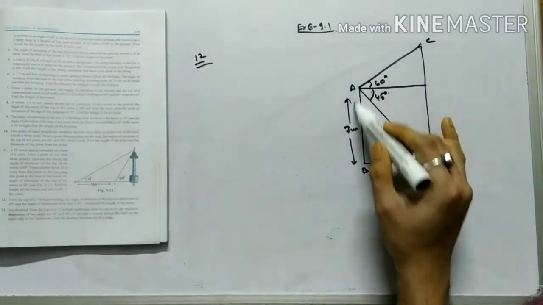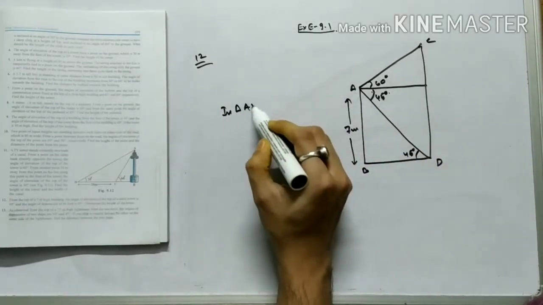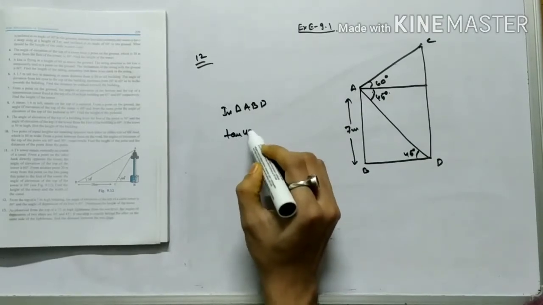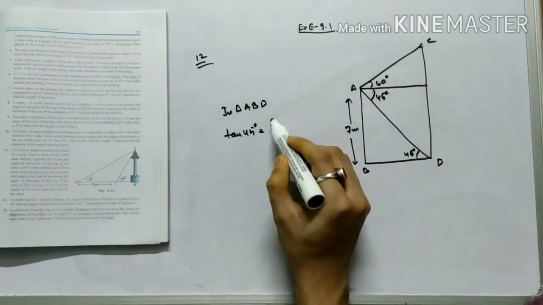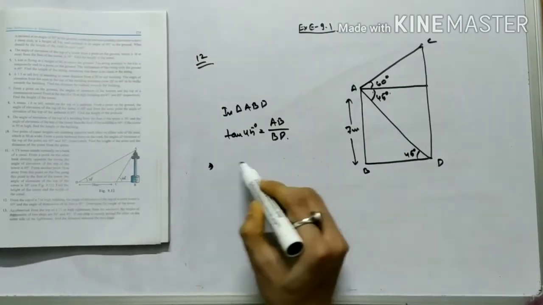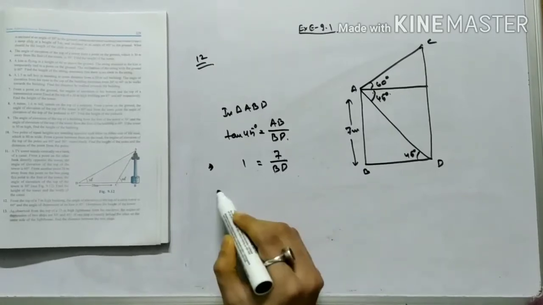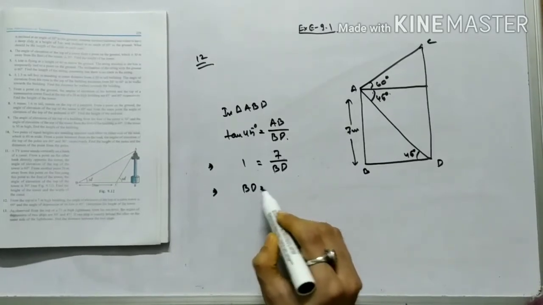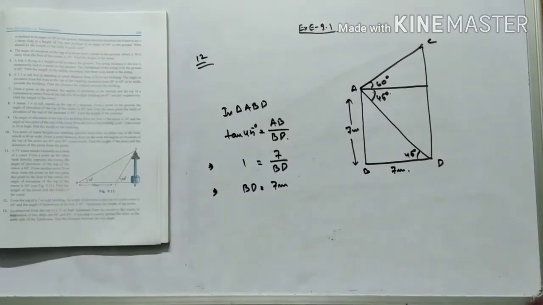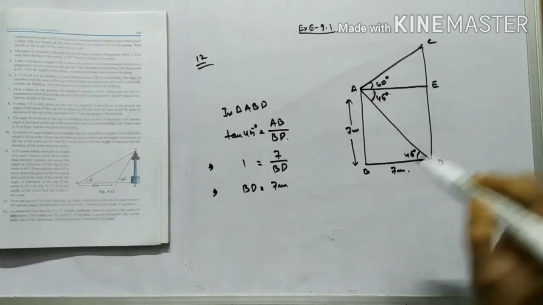Understand? So first of all, I will take this triangle. In triangle ABD, tan 45 degree is equals to AB by BD I will get. Tan 45 means 1, AB value 7, by BD I will get. So ultimately BD is equals to 7 meter I will get. So since BD is equals to 7 meter, this is, let's call it E.